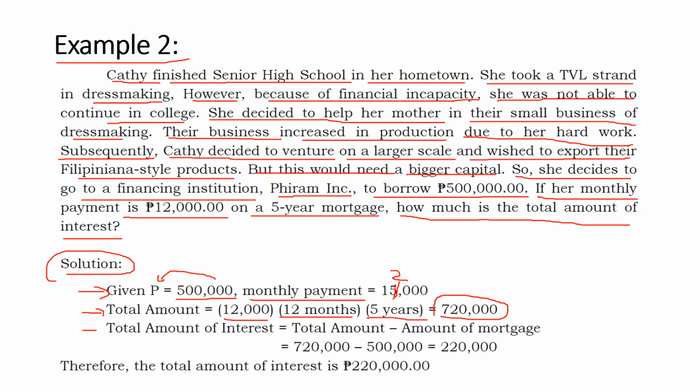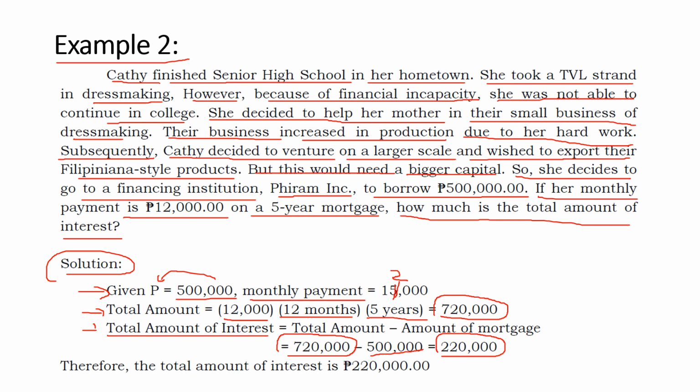And for the total amount of interest, we just simply subtract the amount of mortgage from the total amount. So the total amount now will be equal to 720,000 pesos. So if we subtract your P, or your principal, or the amount of mortgage, that is equal to 500,000 pesos, so the total amount of interest now is 220,000 pesos, and that will be the total amount of interest.